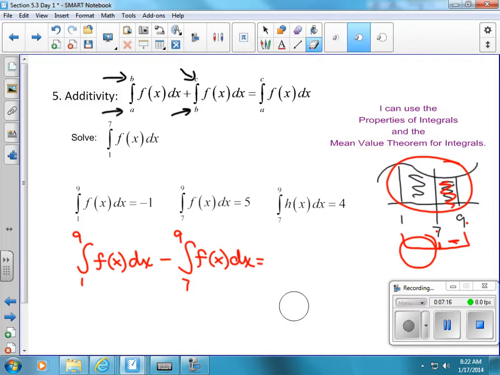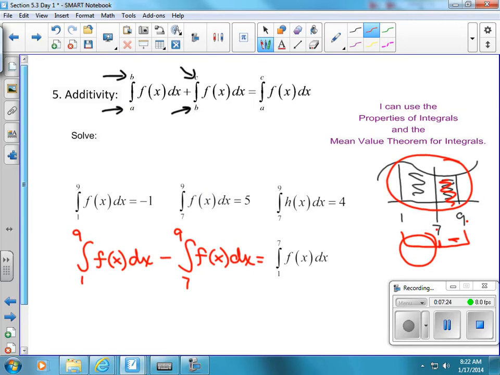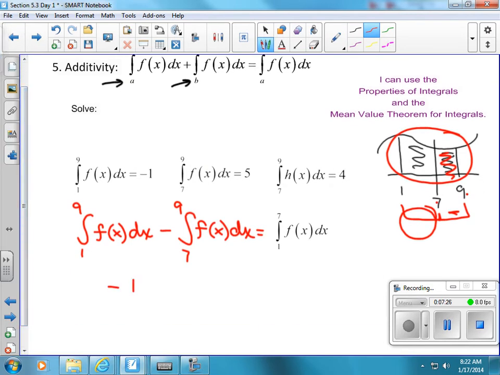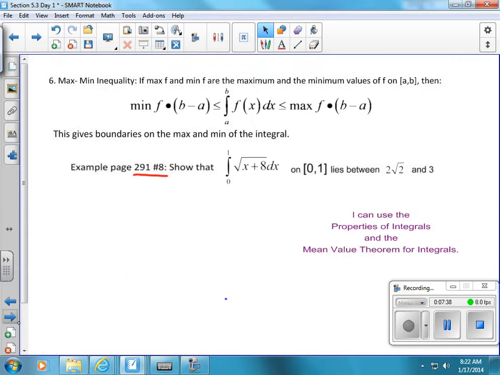I could put it over here, 1 to 7. That should give us that one. All right, our value for 1 to 9 was -1 minus 7 to 9 of function f is 5. So our value should be a -6. Hopefully that makes sense. And you should be reading your books about these properties.